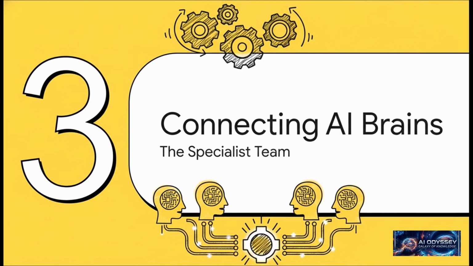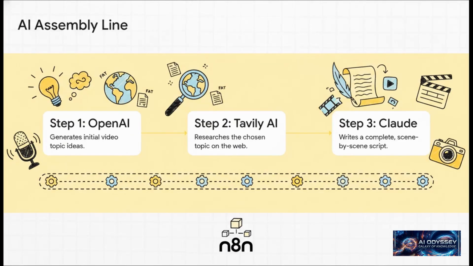Now, in this factory, our workers are a team of specialized AIs, and each one has a very specific job to do. So let's get them plugged into our engine. This is our AI assembly line, and it works in a really clean, logical sequence. First up, OpenAI steps in to brainstorm some ideas. Then, Tavily AI acts as our researcher, hitting the web to gather up all the facts. And finally, Claude takes all that raw material and acts as our scriptwriter.